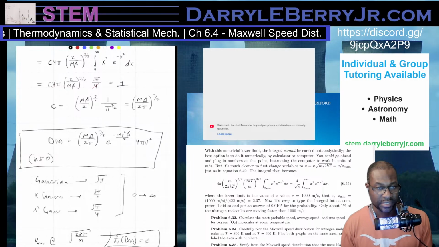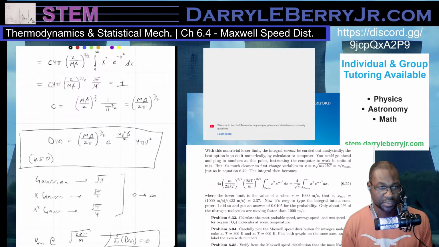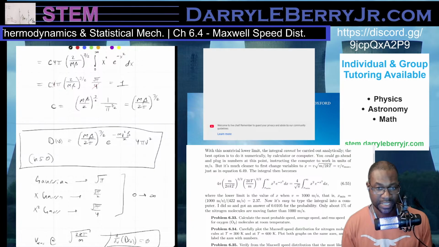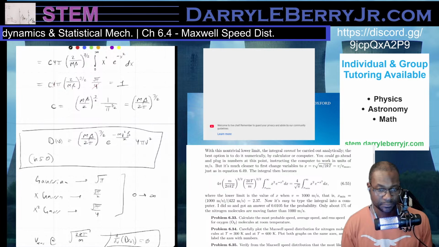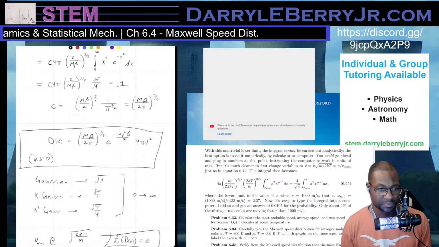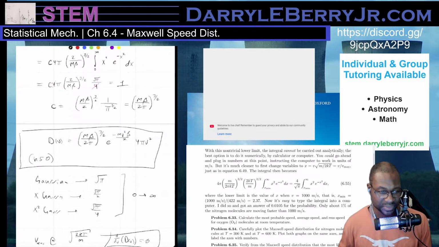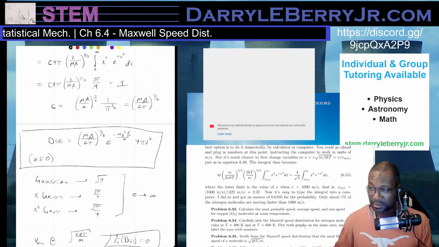You could go ahead and plug in numbers at this point and start your computer to work in units of meters per second, but it's much cleaner to first change variables to x equals v over vmax. Just as in equation 6.49, the integral then becomes, well, the lower limit is the value of x when v equals 1000 meters per second. That is x min equals 1000 meters per second divided by 422 meters per second, or 2.37. Now it's easy to type the integral into a computer. I did so and got an answer of 0.0105 for the probability. Only about 1% of nitrogen molecules are moving faster than 1000 meters per second. That seems pretty clear.